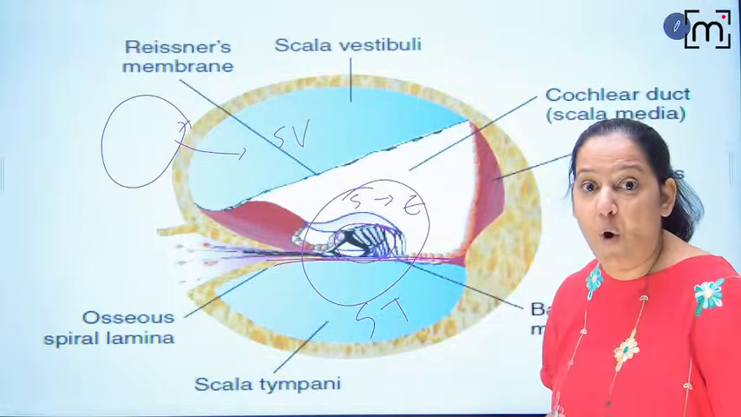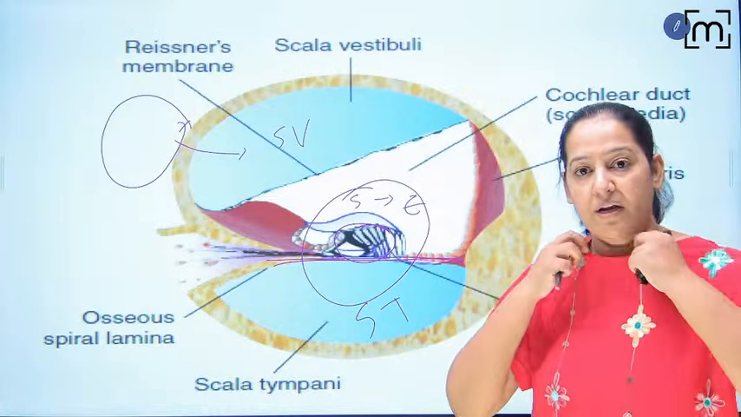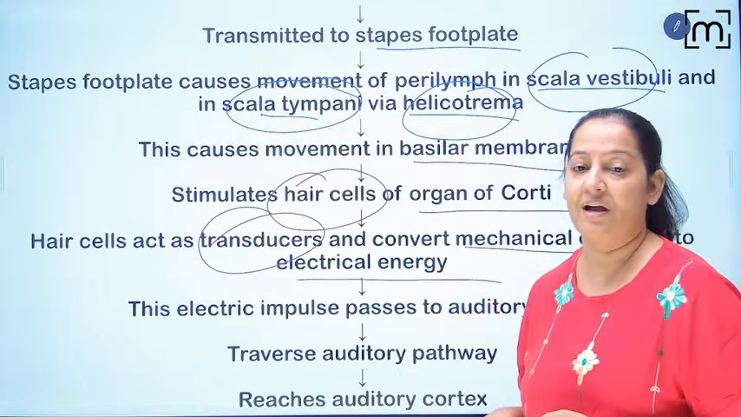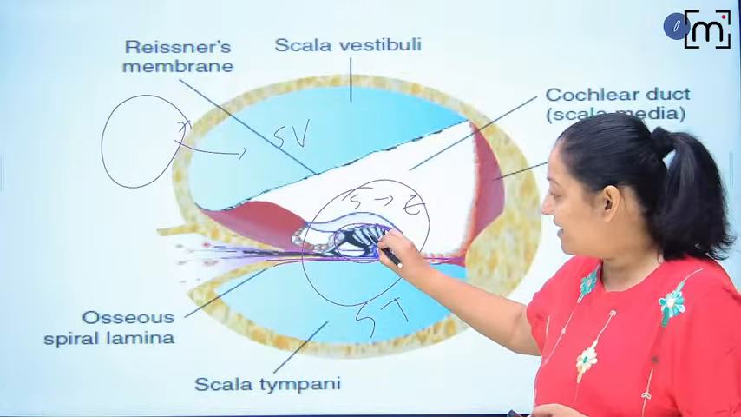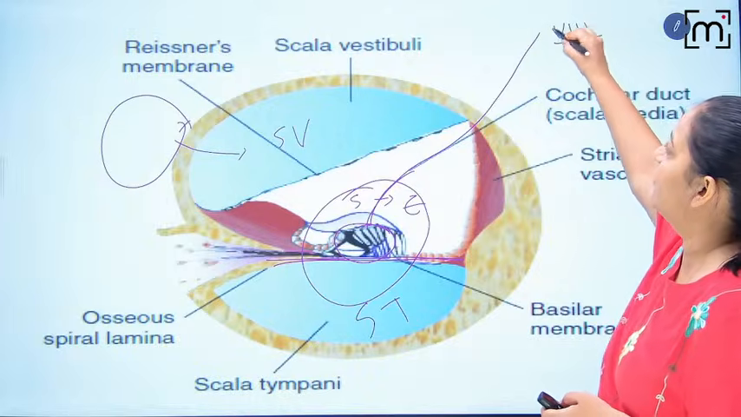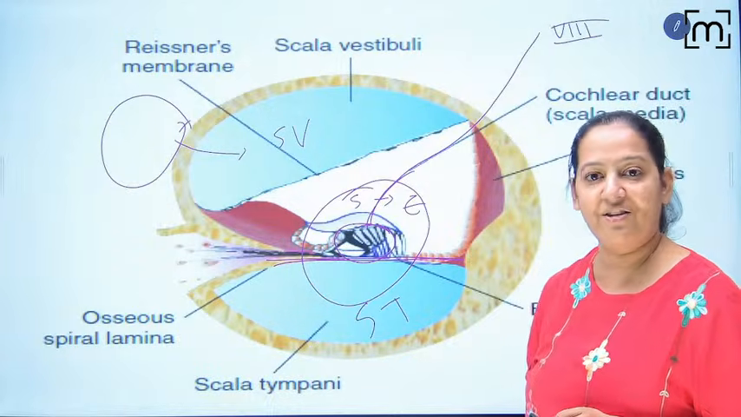Who is doing so? The hair cells. Outer hair cells, inner hair cells. They are converting the sound energy to mechanical energy. After converting, from the dendrites of the hair cell, the eighth nerve arises. Eighth nerve, cochlear nerve. Okay, the eighth nerve arises.